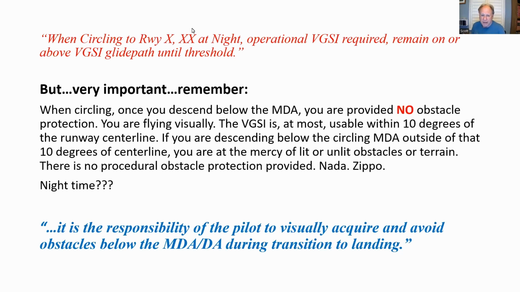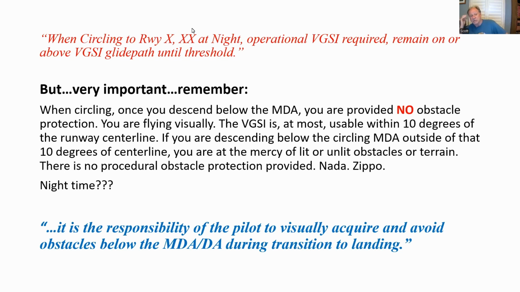When circling to runway XX at night, operational VGSI is required to remain on or above the VGSI glide slope until threshold. So it's essentially the same note, but in this case it's referring to a circling approach, in which case you're going to fly visually to the runway, flying around the airport in some cases. But this is an important point to remember: when circling, no matter where you are in the circling area, once you descend below the MDA, you are provided with no obstacle protection. You are flying visually. The VGSI is usable at most within 10 degrees of the runway center line. If you are descending below the circling MDA outside of that 10 degrees of center line, you are at the mercy of lit or unlit obstacles or terrain.